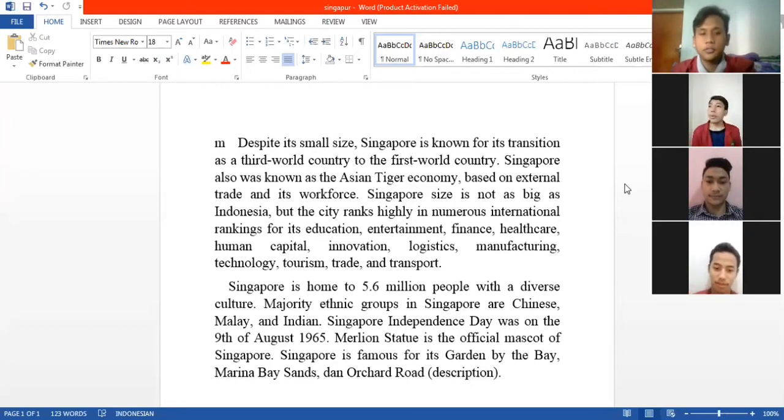So why Singapore is known as the Asian tiger is because they are good at manufacturing, technology, and education. Their innovation is really great, and they are really good at almost everything, including the economy. That's right.